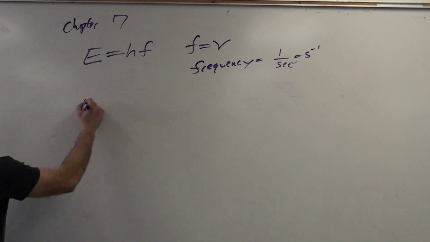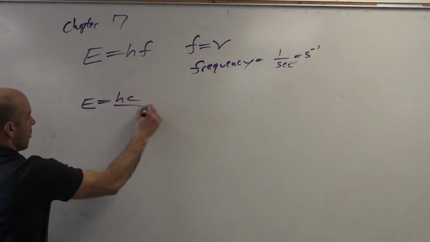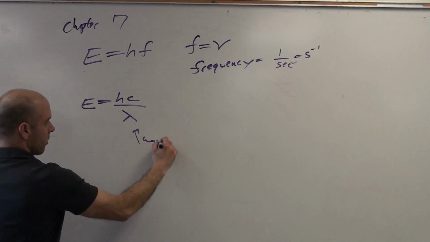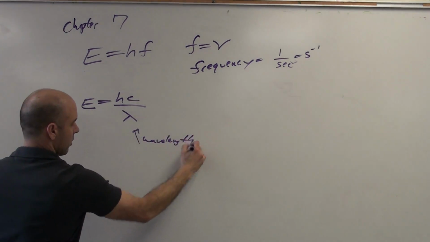And the other real big one is E equals hc over lambda. Lambda's wavelength, in meters.